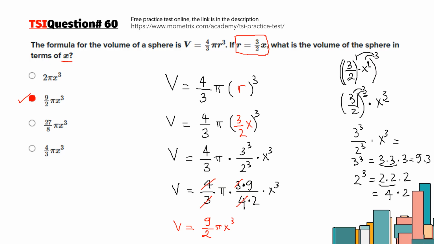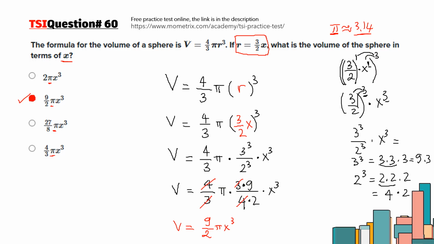So pi, in this case, is just a number, and we know pi is about 3.14. So we treat it as a number, but we write pi instead of that number. So you see that we keep pi. The only value to plug in here is r, which is 3 over 2x. So we use the parentheses to show that r is 3 over 2x.